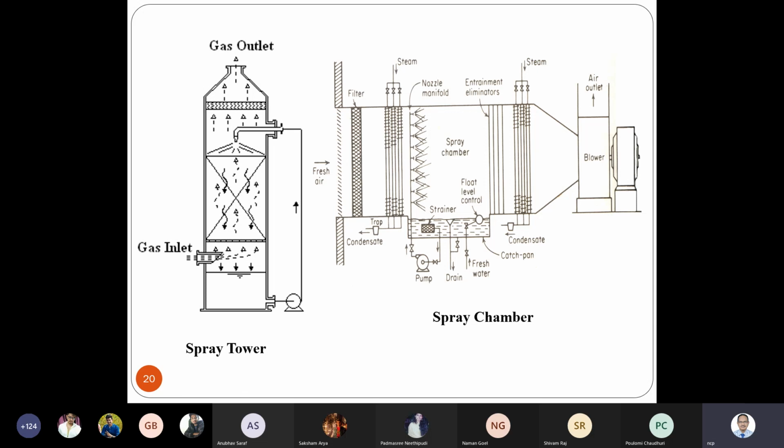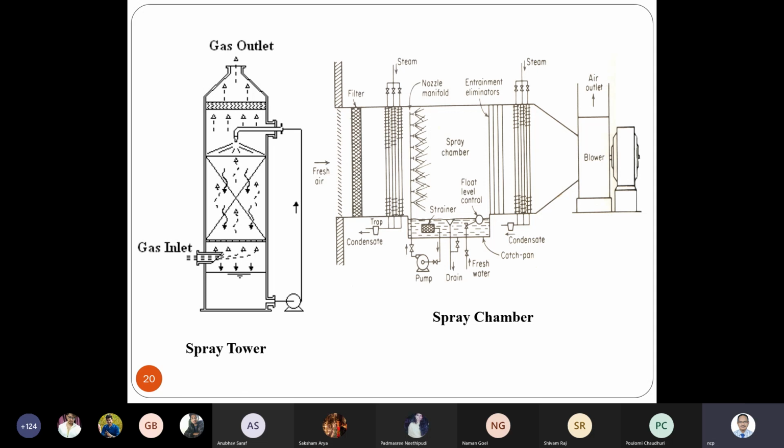And again, for very large diameters, there will be back mixing in the gas phase. That will reduce the efficiency. We will not get the complete counter current effect benefit. So those are the problems with this.